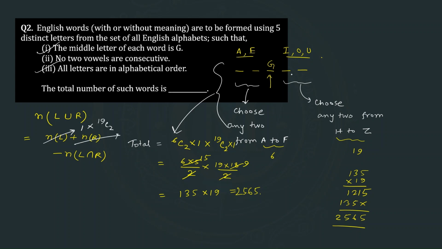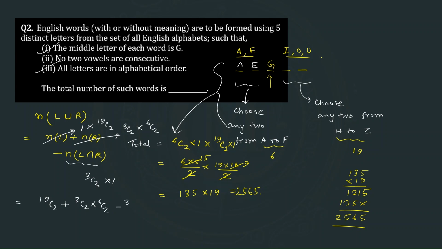Similarly, n of R will become: if we choose any two vowels of these three vowels, so 3C2, then we can select any two of these six letters to fill up the left-hand side, so it will become 6C2. Now L intersection R. We can easily see that A, E is the only case possible in the left-hand side, but in the right-hand side, there are 3C2 possible ways, so it will be 3C2 into 1. So n of L union R comes out to be 19C2 plus 3C2 times 6C2 minus 3C2.